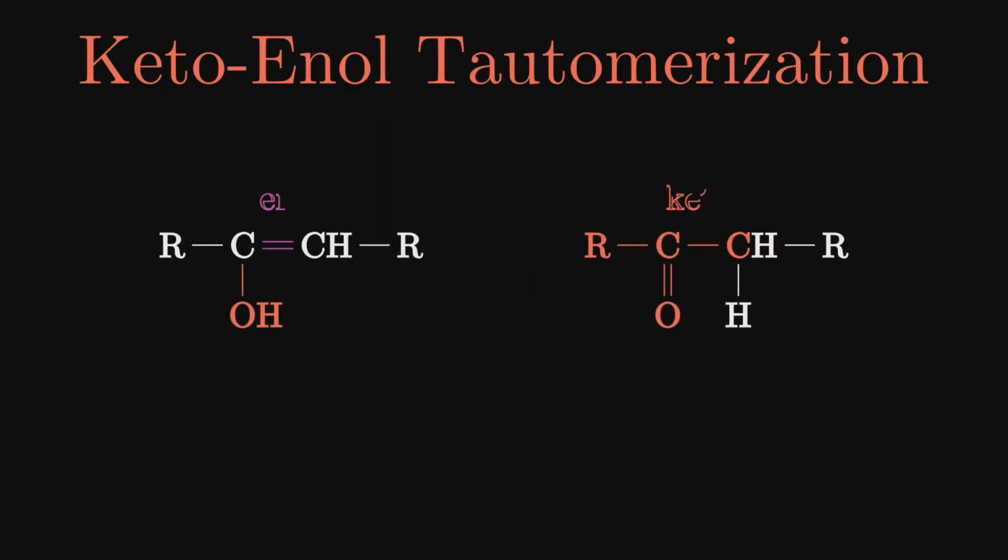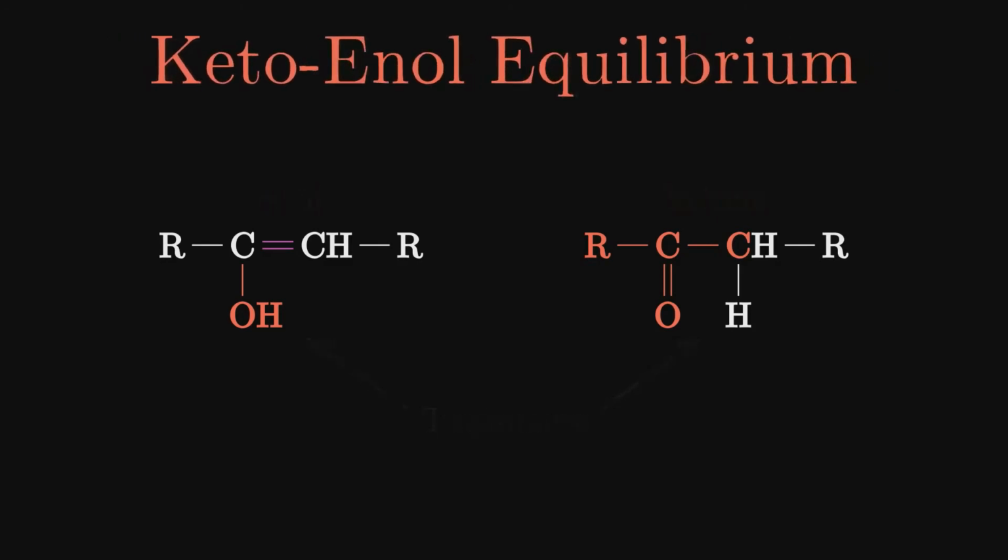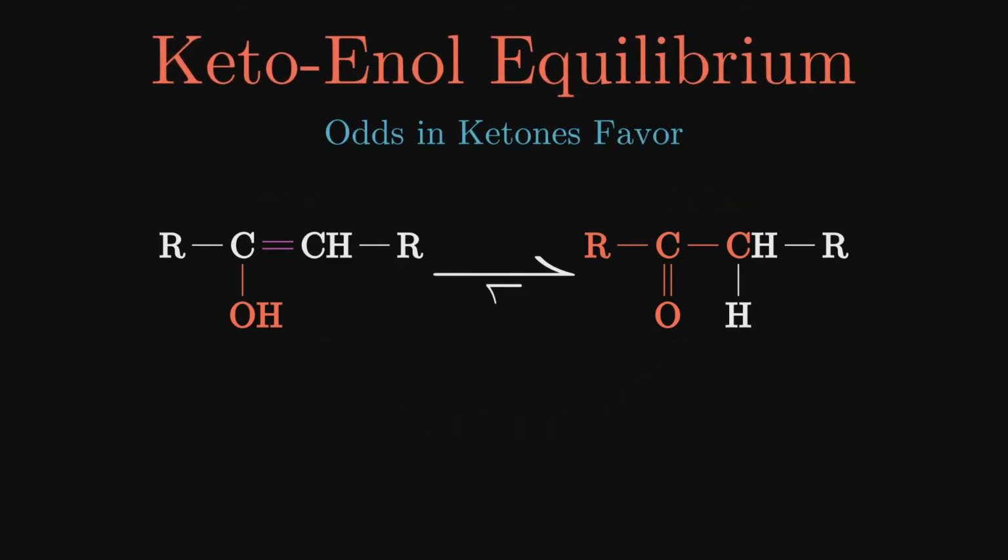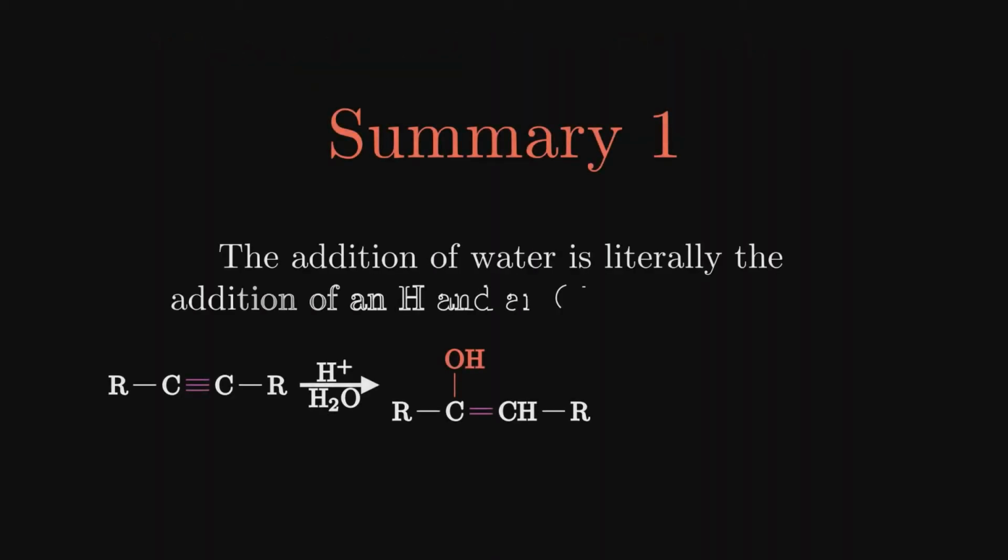The ketone and enol, which are a special pair of isomers called tautomers, exist in equilibrium. Most often, though, the ketone is more stable and therefore dominates product distribution heavily, which is why it is typically shown as the only product. As in all things organic, this may be true most of the time, but do not get caught out by the exceptions. In summary, the addition of water is literally the addition of a water molecule across the triple bond.